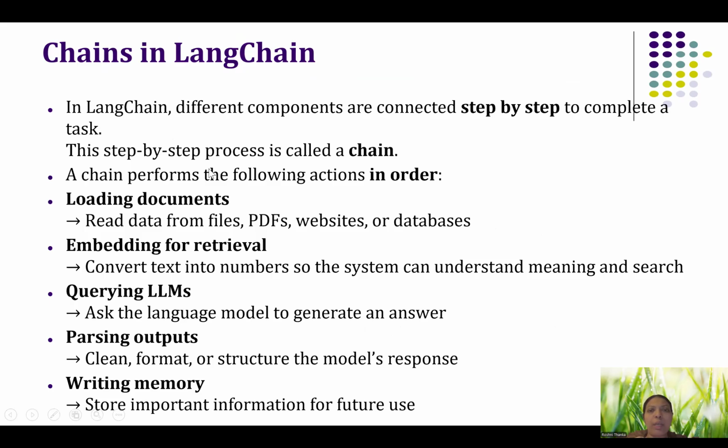It is a step-by-step process. Instead of doing everything as a single step, we divide the whole task into small tasks, like loading the document. When we load the document, we get the data from a PDF, a website, or any database, and then we convert the document into embeddings. Embedding means a numerical representation of the data we read from the document. Then we can store it in a vector database or vector library, so that whenever we want to search, we get a meaningful search. So semantic search can be done.